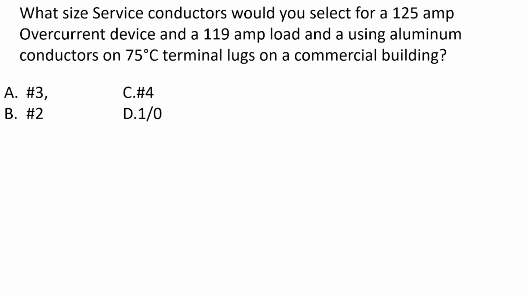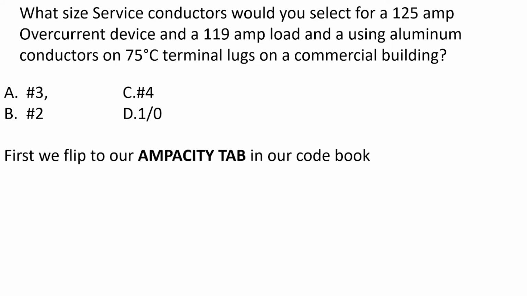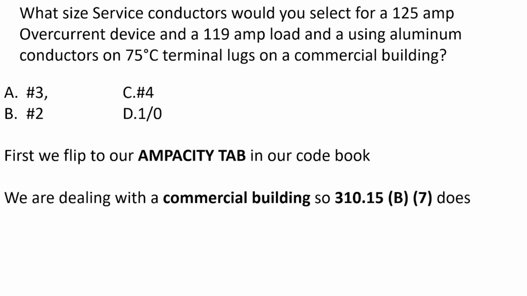What size service conductors would you select for a 125 amp overcurrent device and a 119 amp load using aluminum conductors on 75-degree terminal lugs on a commercial building? First, we flip to our ampacity tab in our codebook. We're dealing with a commercial building, so 310.15(B)(7) does not apply. That's the 0.83 rule.